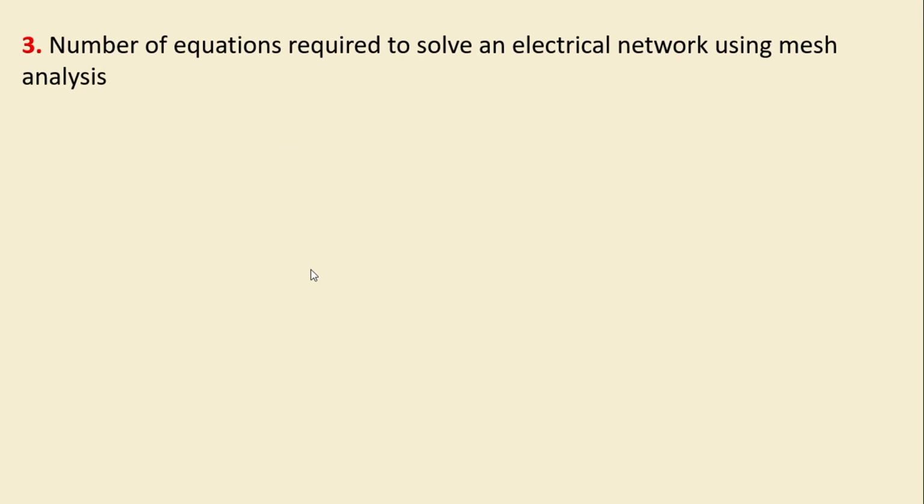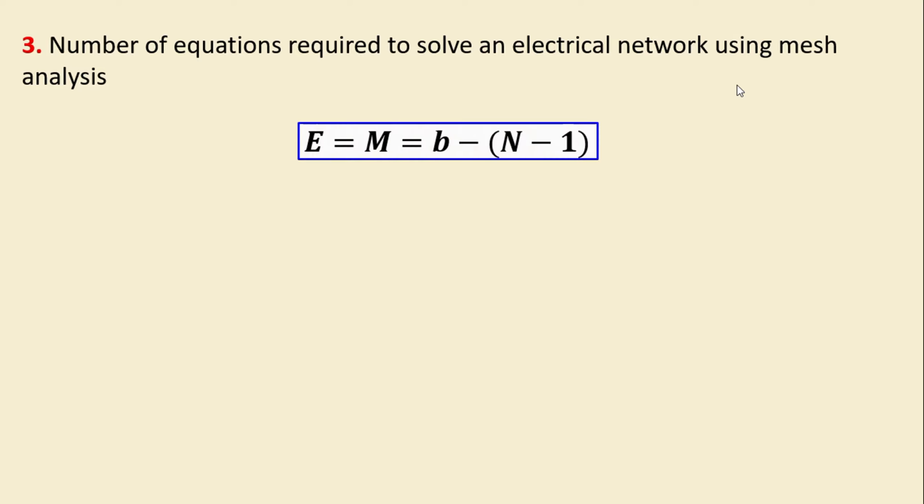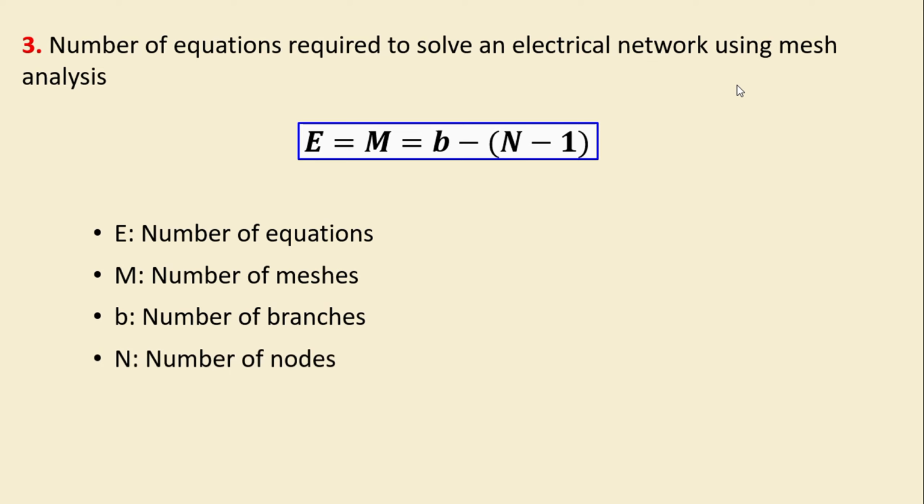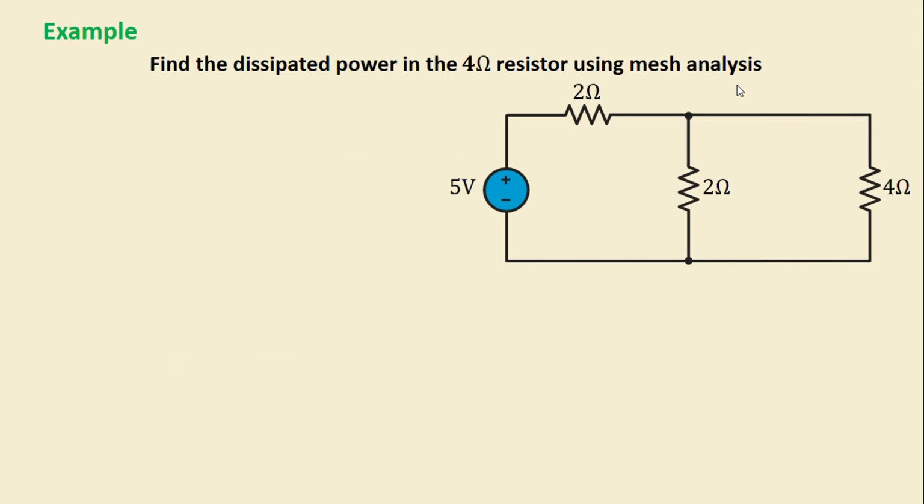We go now to note number 3, the number of equations required to solve an electrical network using mesh analysis. We have E is equal to M is equal to B minus N plus 1, where E is the number of equations, M is the number of meshes, and B is the number of branches, and finally N is the number of nodes. Let's go now to an example to learn how to apply the mesh analysis method.